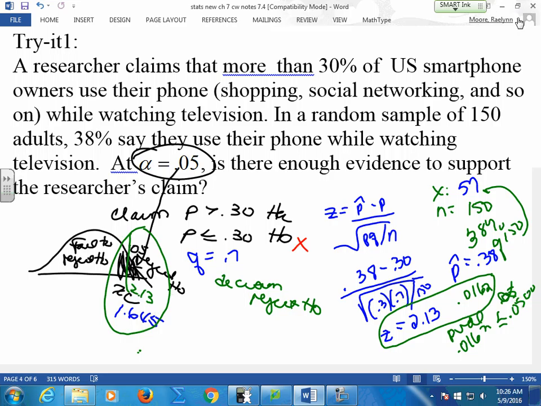I'm sure that number has gone up quite a bit. How many of you guys use your phone when you watch television? You know, for social networking or doing something else? Well, not that much, so maybe it's about 30% still. Okay.